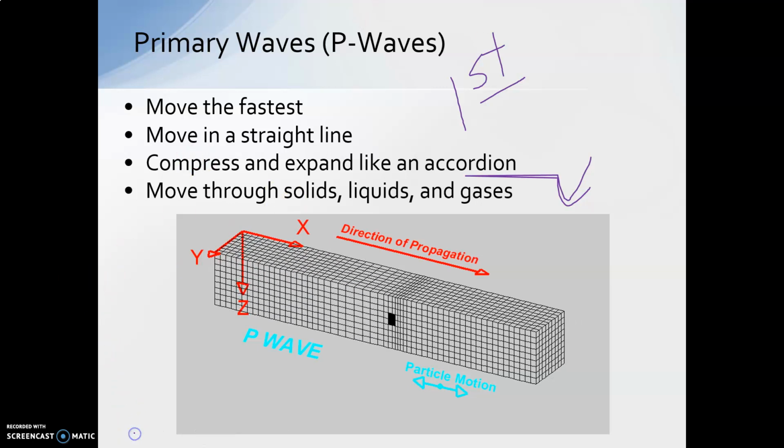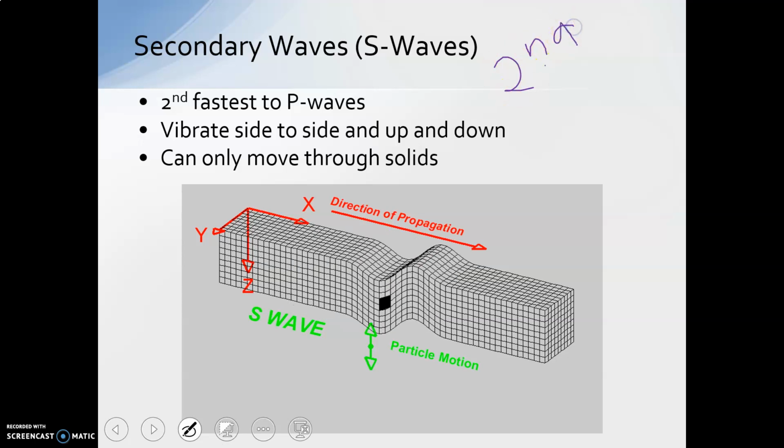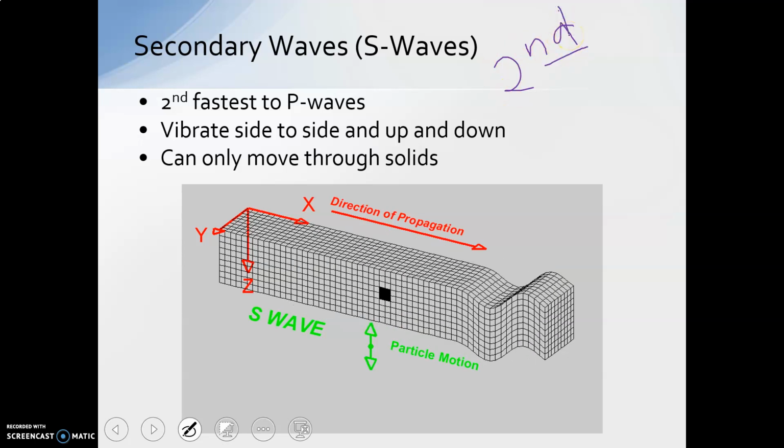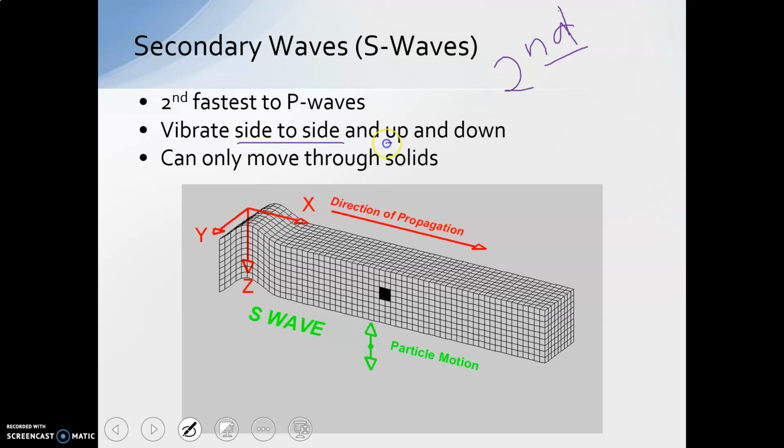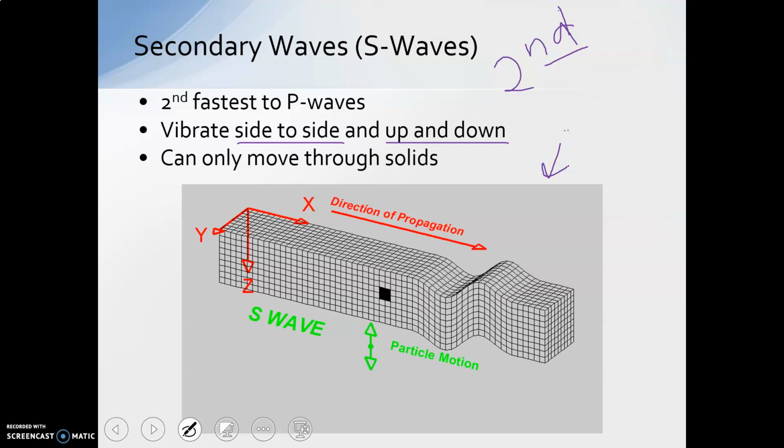The second wave is a secondary wave, obviously, and it's the second fastest. The difference is it's not moving in a straight line. It's moving side to side and up and down, which you can see in this simulation right here. And it can only move through solids.